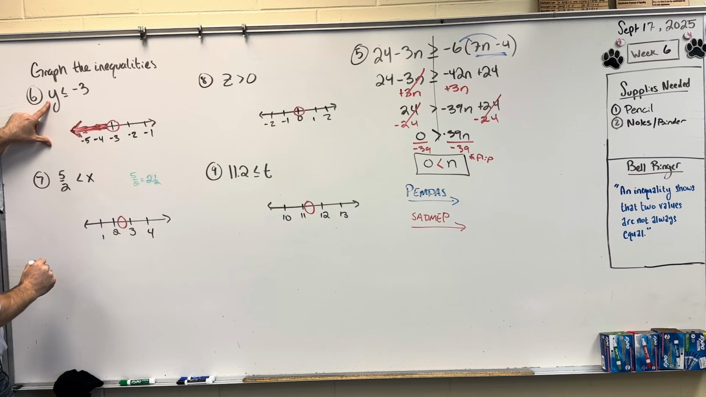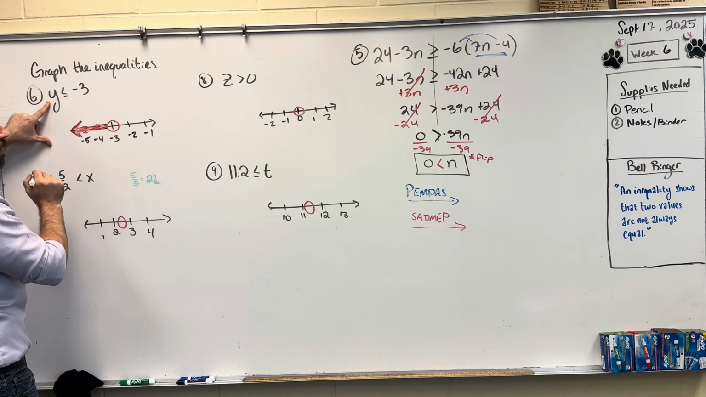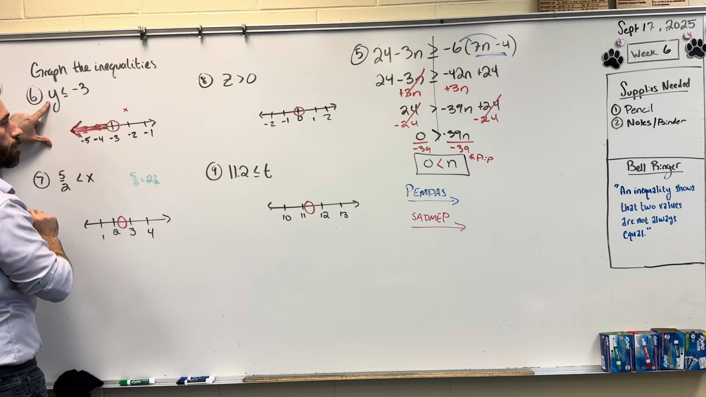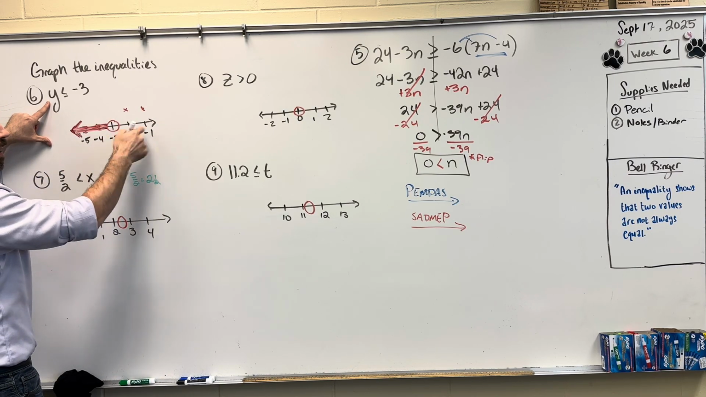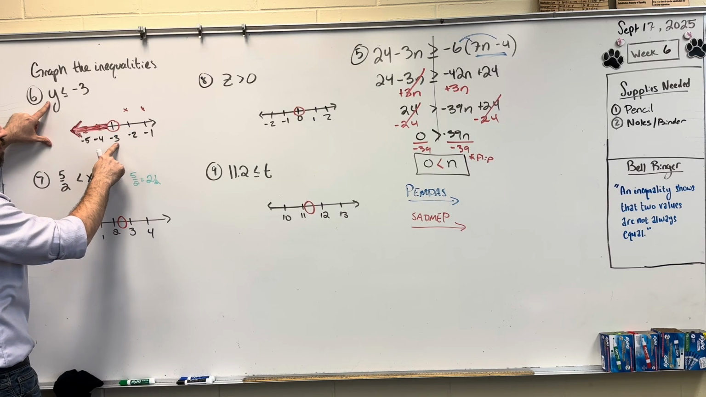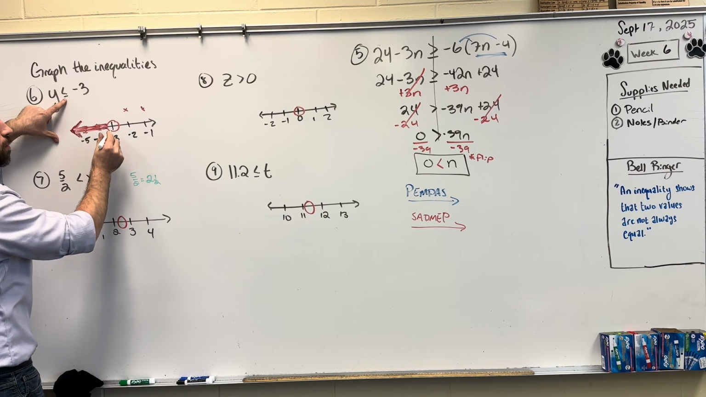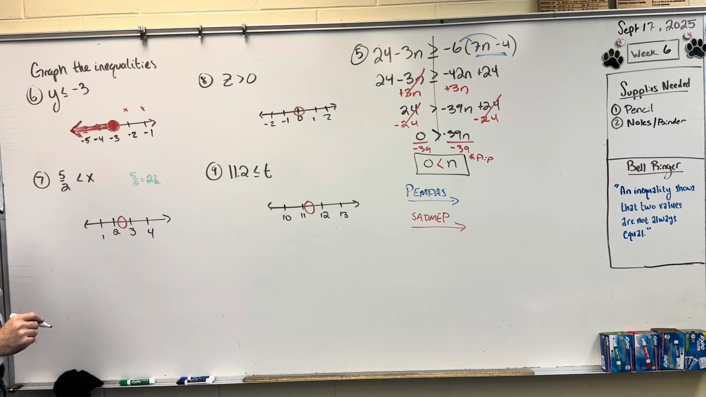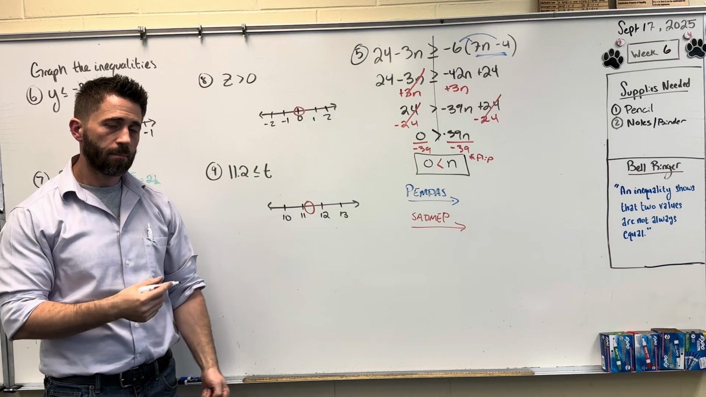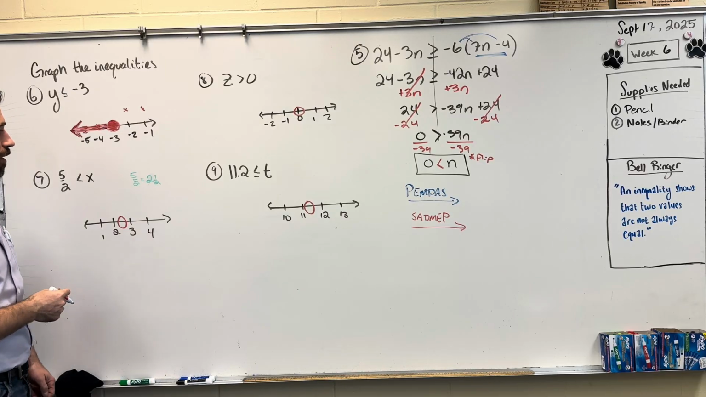Let's try the other side. Is negative 2 less than or equal to negative 3? No. What about negative 1? No. So I'm not going to shade in over there. But what about negative 3? Is negative 3 less than or equal to negative 3? And the answer is yes, so I go ahead and I shade in my number that's at the center of that number line.